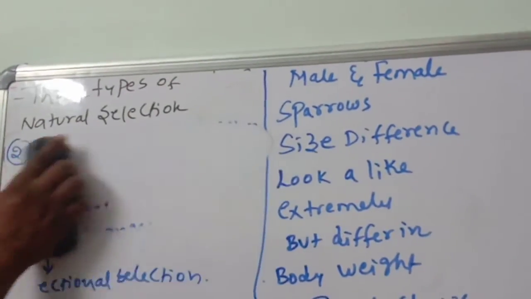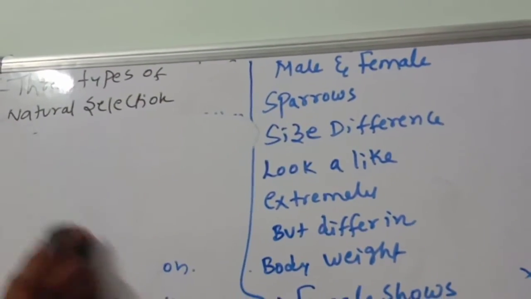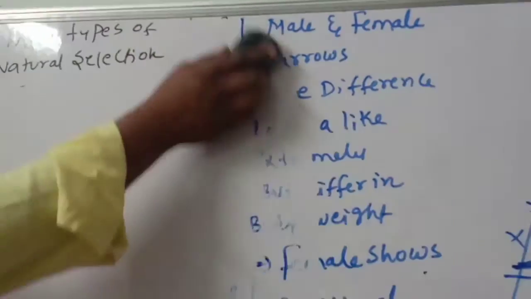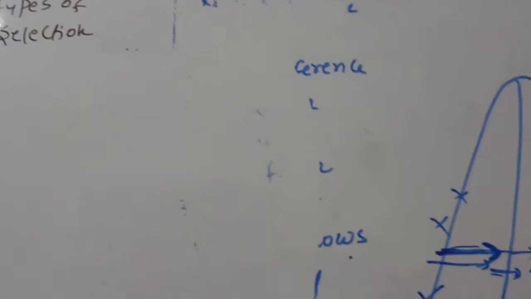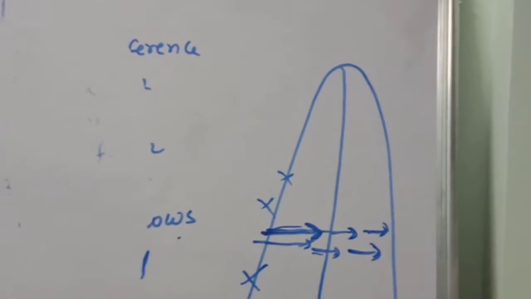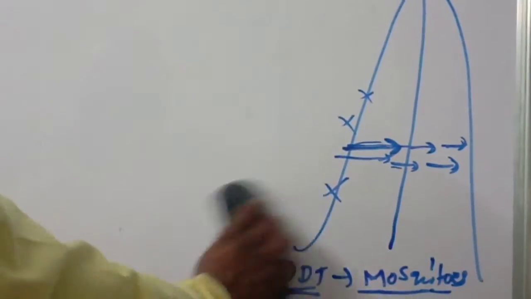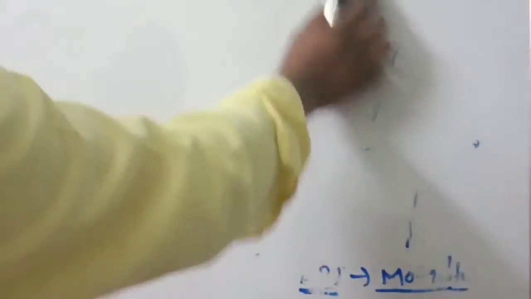So the last one is there, the destructive selection. Here the resistance that is there is showing growth in one direction. They are moving in the resistance direction, and that is called directional selection.